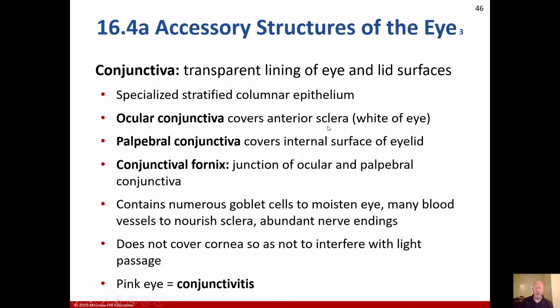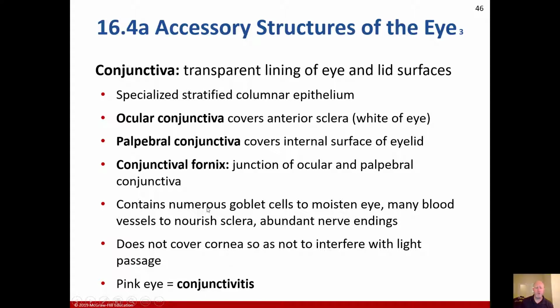And I went past the eyebrows and the eyelids for some of the basic information that I think you can know without necessarily having to go through it in great detail. But starting with the conjunctiva, which is the transparent lining of the eye and lid surfaces. It includes a specialized stratified columnar epithelium. And it doesn't cover the cornea, so as not to interfere with light passage, and pink eye is really referred to as conjunctivitis because it affects the conjunctiva.